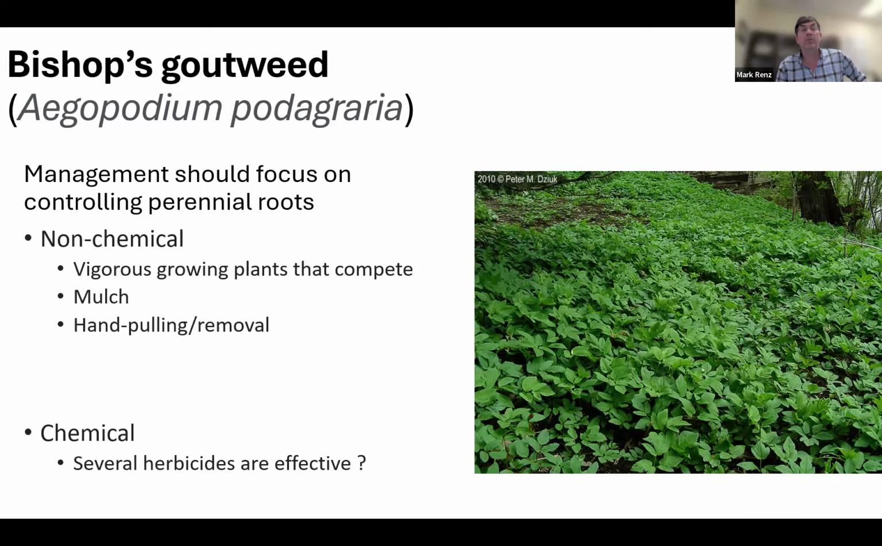As we've talked about with these other two species, we want to try and get some vigorously growing plants there that can compete in full sun. That's easy. We have lots of options. Grasses are probably what we would look for because we have selective herbicides we can apply over the top to those and continue to mow in combination with mowing. Mulch is effective. It will outgrow it, but it will give you some opportunities to integrate with hand pulling or doing some removal as well.